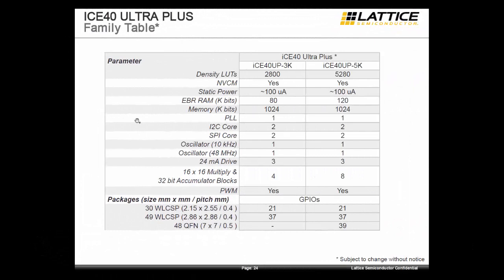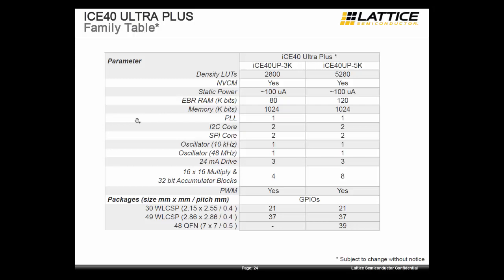Here are the two members of the family. There is a 3000 lookup table and a 5000 lookup table device. The 3000 lookup table device actually does have up to 2800 lookup tables. The 5K device has 5280 lookup tables. Both devices contain the NVCM. Both devices have a static power lower than 100 microamps.